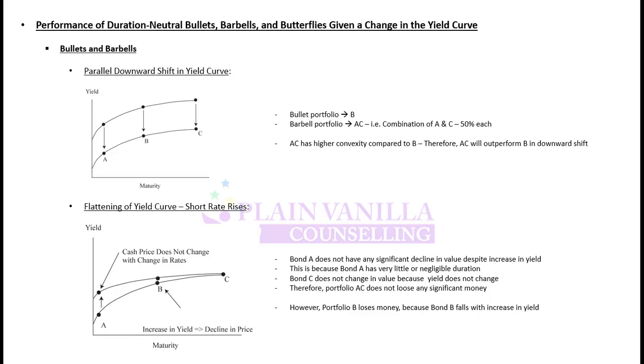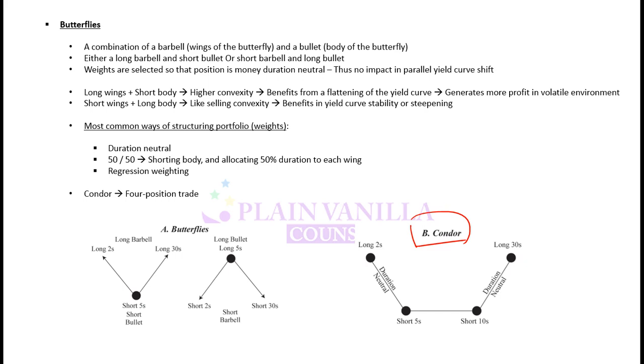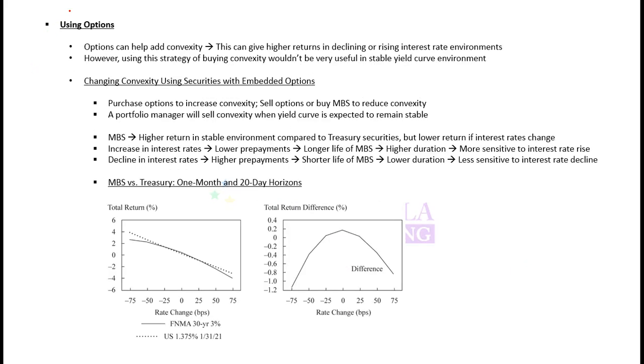Moving on, so this was the second one. So we are still on performance of duration neutral bullets, barbells, and butterflies given a change in yield curve. We have done bullets and barbells. We have done butterflies, and now we are moving on to using options. Why would you use options? So one of the key reasons we discussed was that options can help increase the convexity or add convexity.